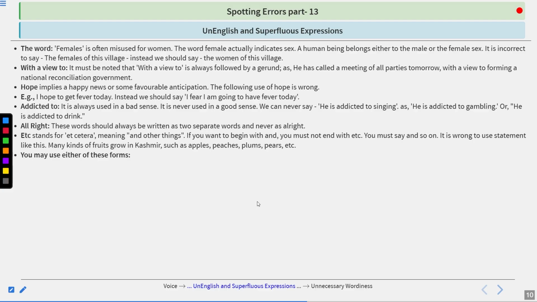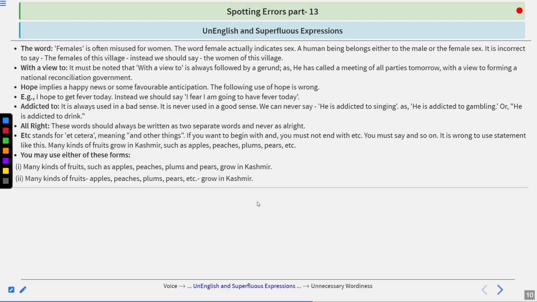You may use either of these forms. Many kinds of fruits such as apples, peaches, plums, and pears grow in Kashmir. Or you can use: many kinds of fruits, apples, peaches, plums, pears, etc. grow in Kashmir. I hope you have understood.